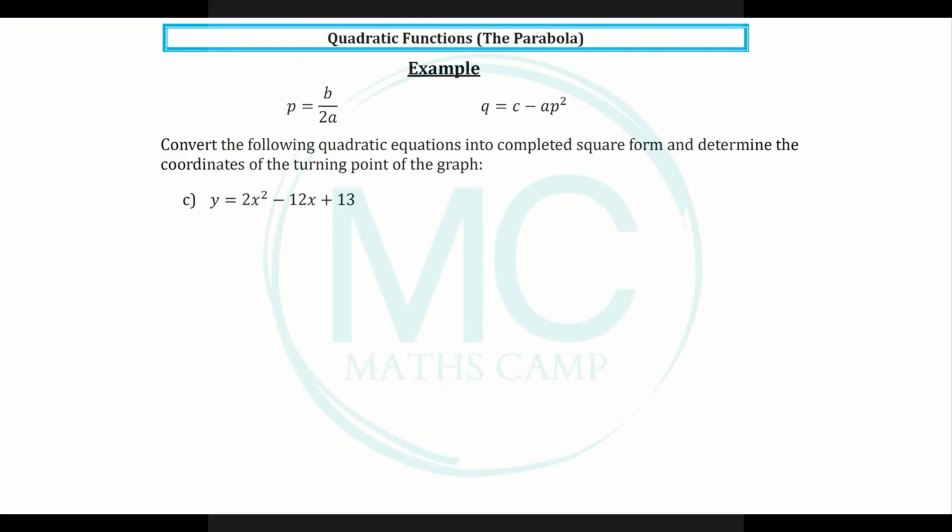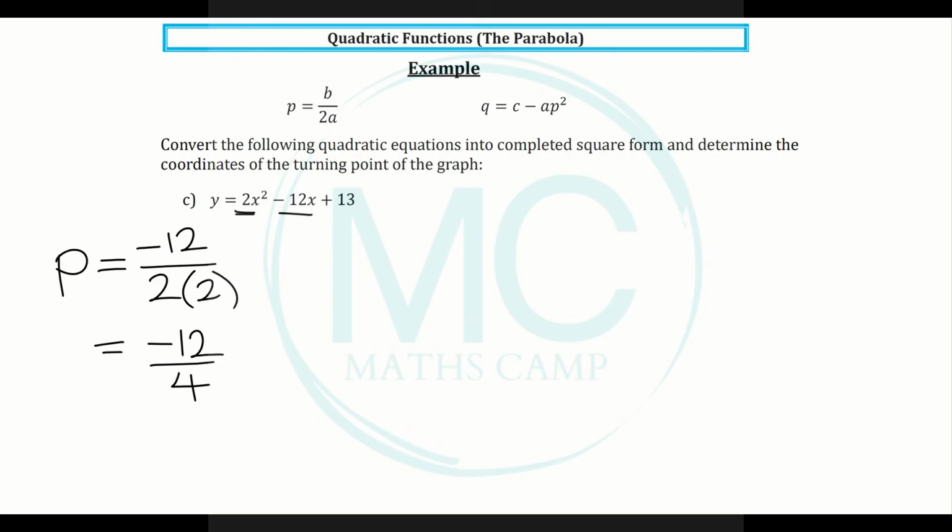Y is equal to 2x squared minus 12x plus 13. In this case, I now have an a value of 2. So to find p, I can say b, negative 12, over 2 multiplied by a, which is 2. 2 multiplied by 2 is 4, so I get negative 12 divided by 4, which is equal to negative 3.